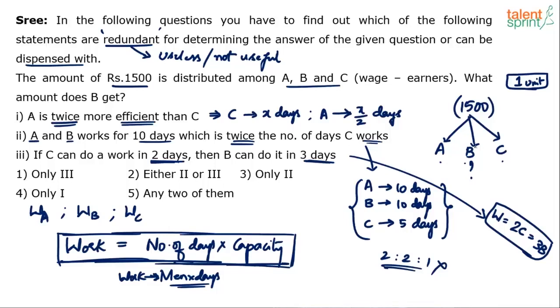The actual requirement is: how much money does B take? Out of 1500, how much will B get? For that, we should know how much work B has done. Now, how can you find that out?